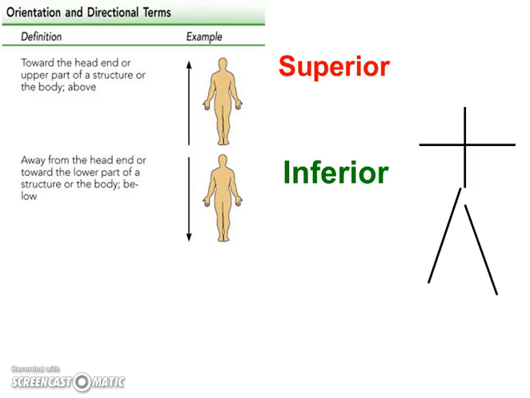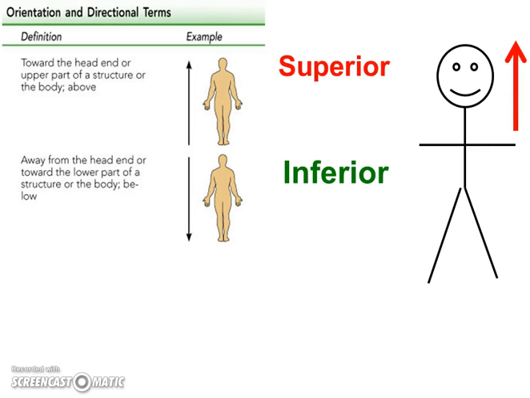Looking at the stick man that is on your worksheet, what I'd like you to do is take your red colored pencil and draw a red arrow going towards the head. This will remind you that superior means towards the head. I'd also like you to take a green colored pencil and make a downward arrow so that you'll remember that inferior means towards the feet.